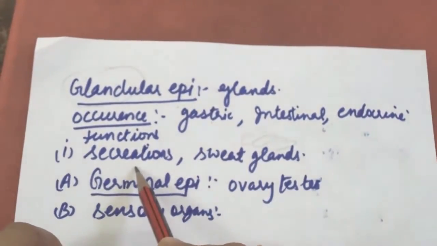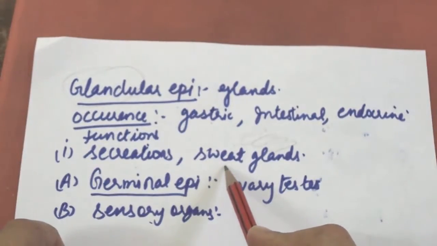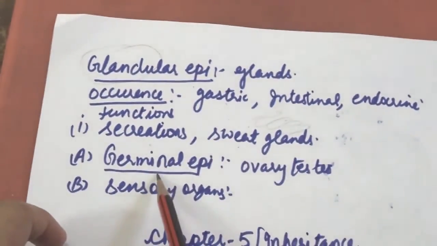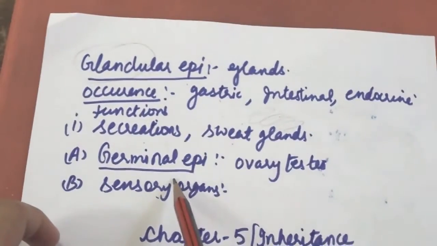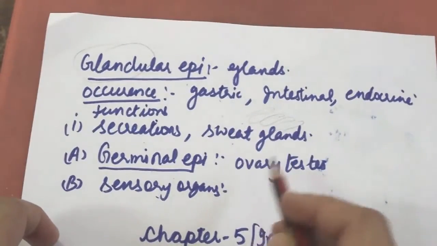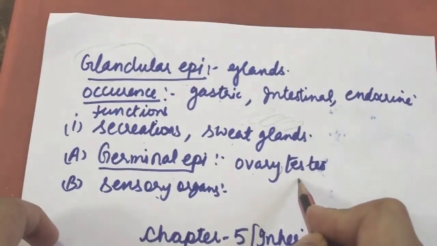It helps in secretion of various chemical substances such as sweat, oil: sweat from sweat glands, oil from oil glands, digestive glands that secrete enzymes, endocrine glands that secrete hormones. And next is the germinal epithelium. Germinal epithelium consists of cuboidal cells which occur in the ovary and testes to form the gametes. It occurs in the ovaries and testes to form the gamete.